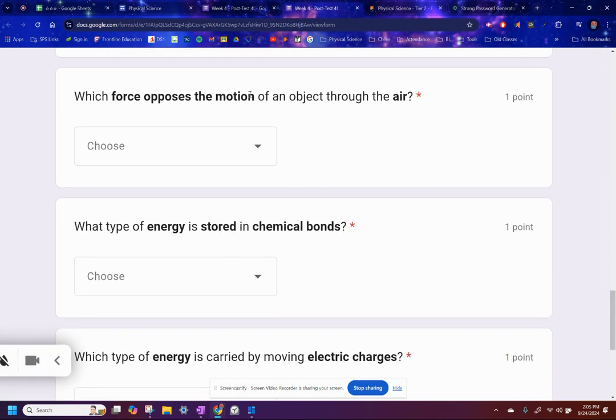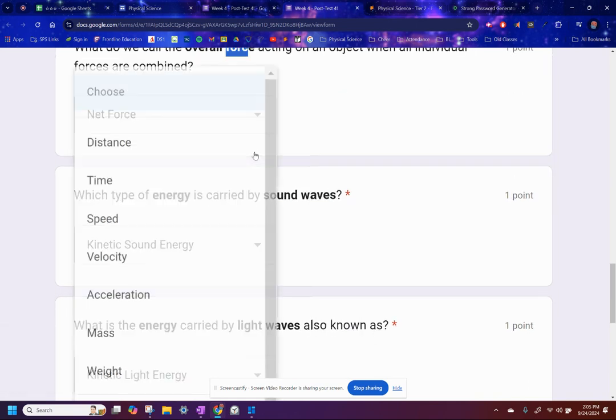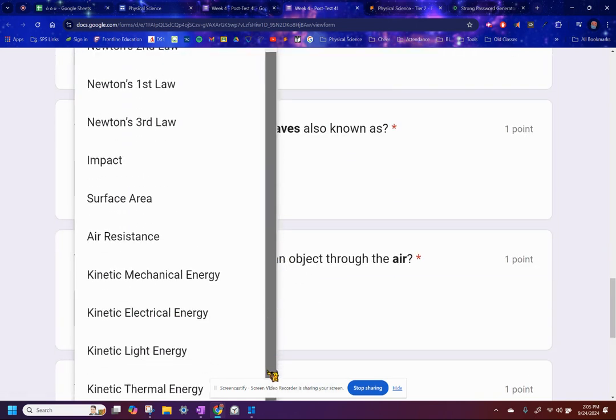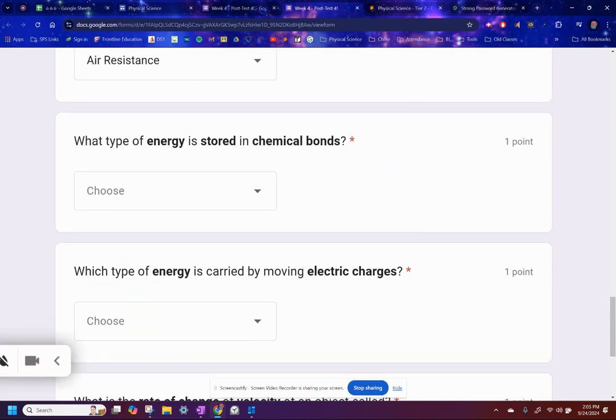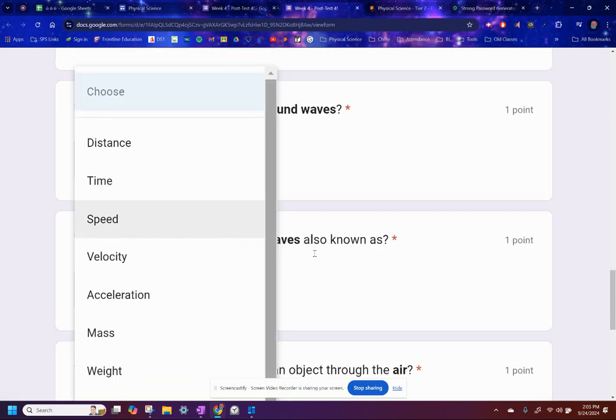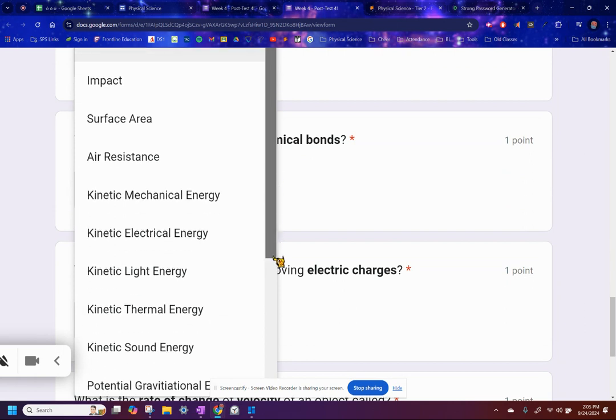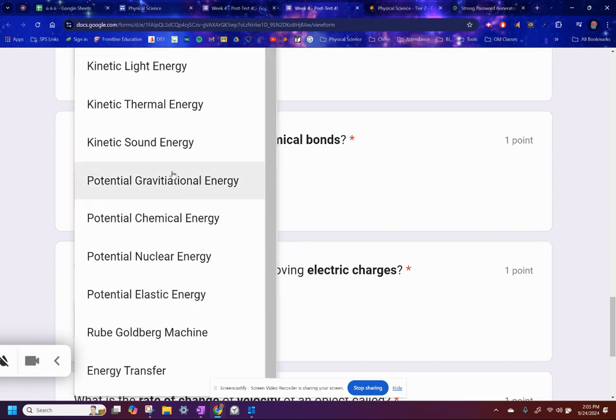Which force opposes motion of objects through air? Something about air. Is air in here? Air resistance. Energy stored in chemical bonds. Something probably about chemical and stored energy, so it's going to be potential, potential chemical energy. Got it.